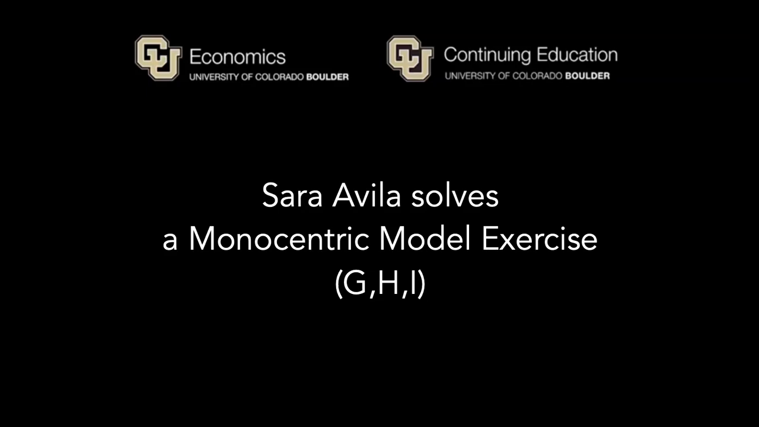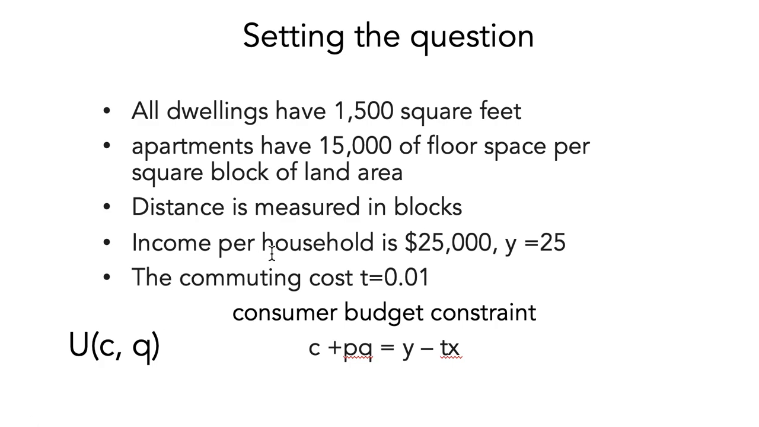Okay, students, in this video, we keep solving the monocentric model exercise. We go to letter G. Let's remember how the question is set. We have dwellings of 1,500 square feet. We also know that apartments have 15,000 of floor space per square block of land area.